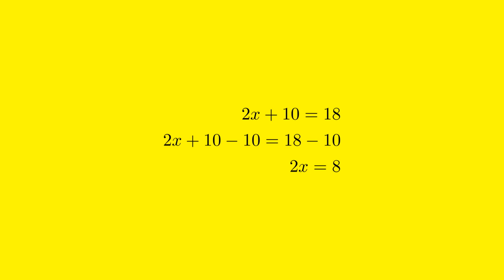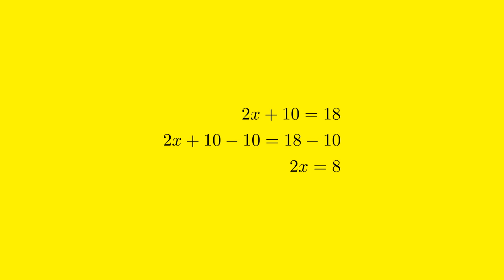By subtracting 10 from both sides of the equation, we keep the equation balanced. So we subtract 10 from the left side and also from the right side. This gives us the new expression 2x plus 10 minus 10 equals 18 minus 10. The plus 10 and minus 10 on the left side cancel each other out, leaving us with just 2x.